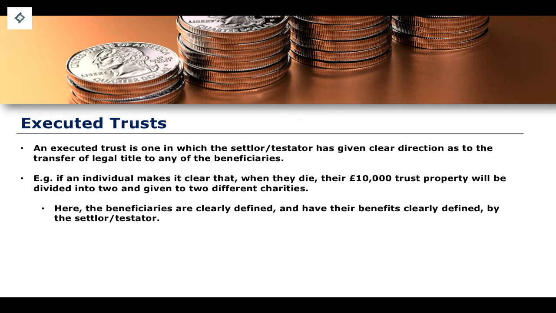So here the beneficiaries will be clearly defined, the benefits to each of the beneficiaries would be clearly defined, and they are all clearly defined by the settlor or the testator.